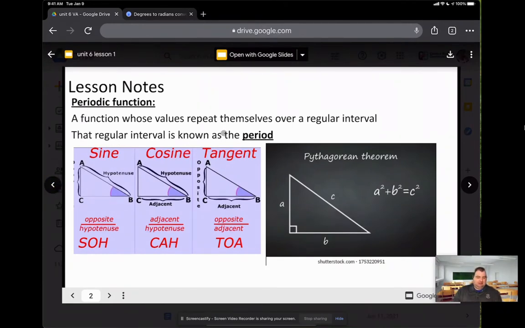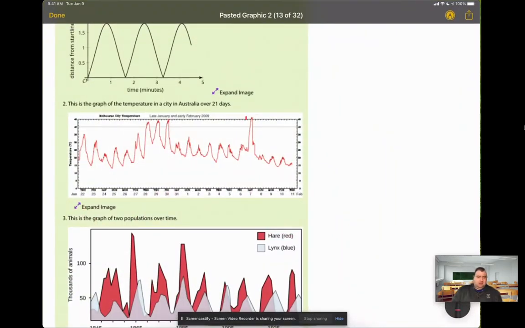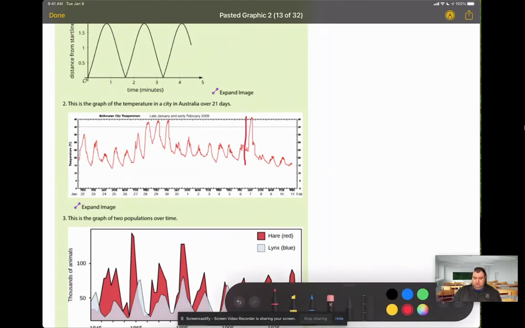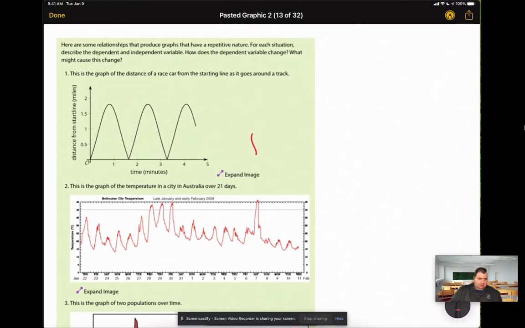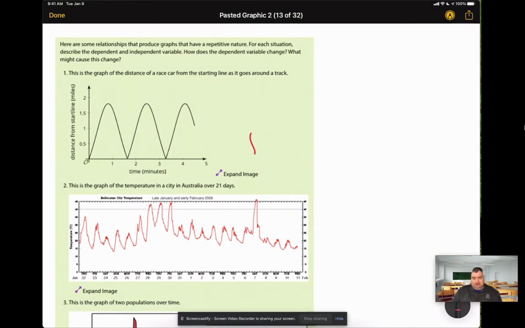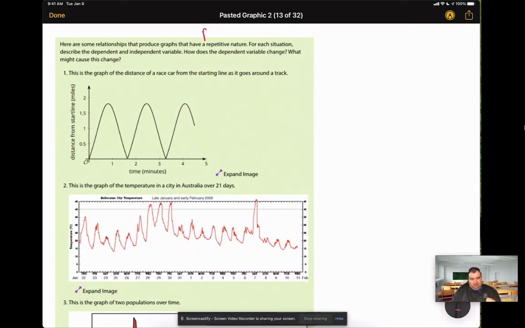Okay, I've talked about this previously, but a periodic function is a function whose values repeat themselves over a regular interval. Okay, so that regular interval is known as the period. So when they say here are some relationships that produce graphs that have a repetitive nature, what they're really saying is that these are periodic functions.